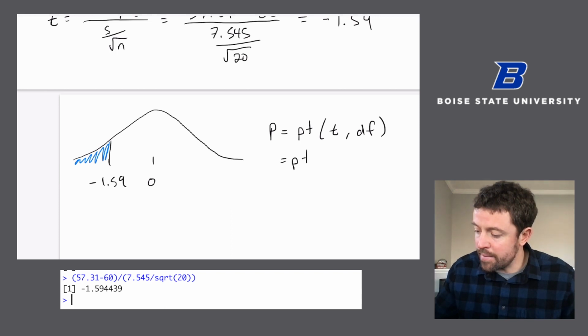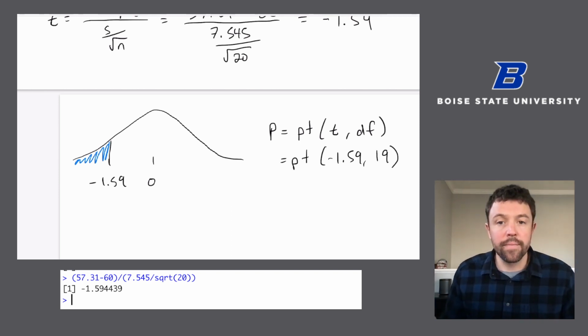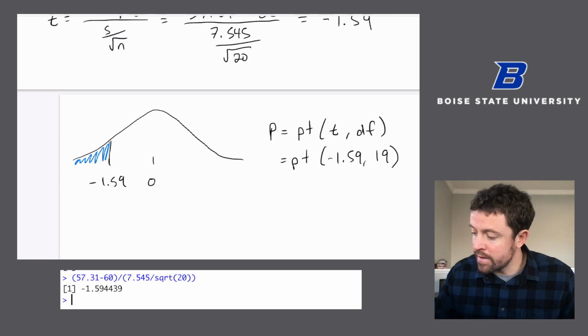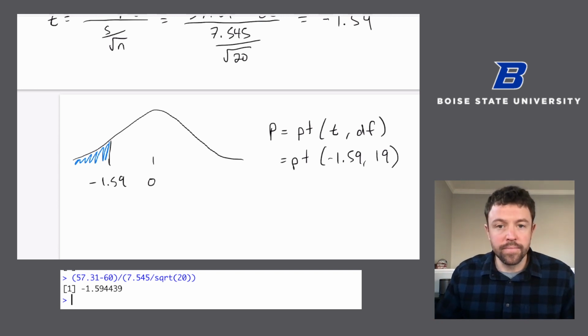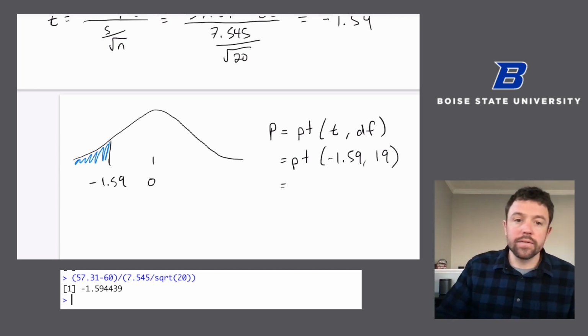So I just need to type in my t-value and my degrees of freedom. My degrees of freedom is 19 because my sample size is 20. It's always one less than the sample size. Let's see what that is.